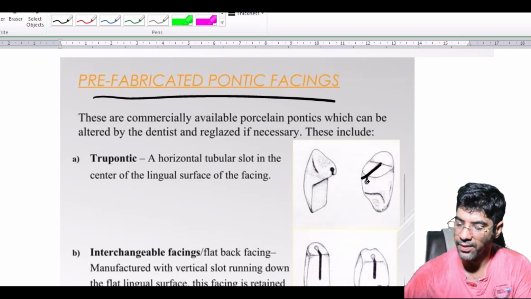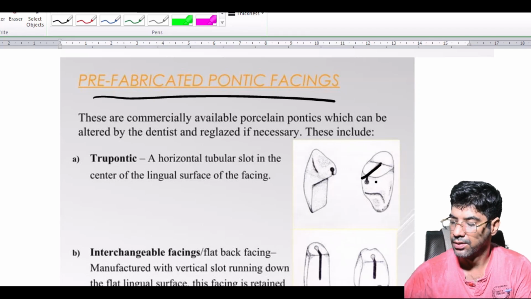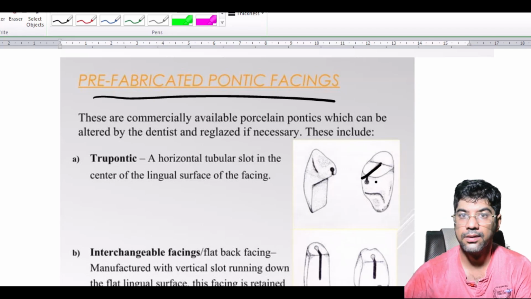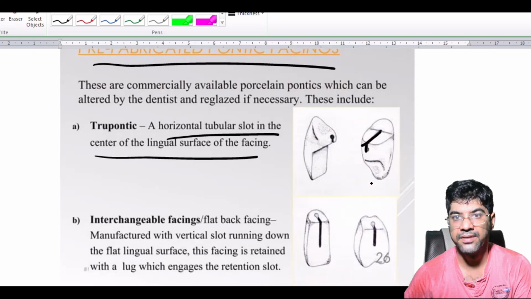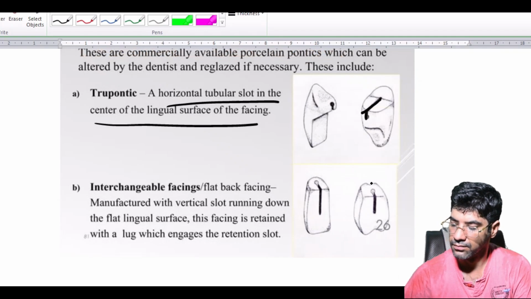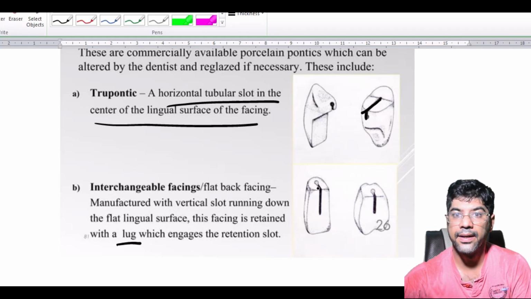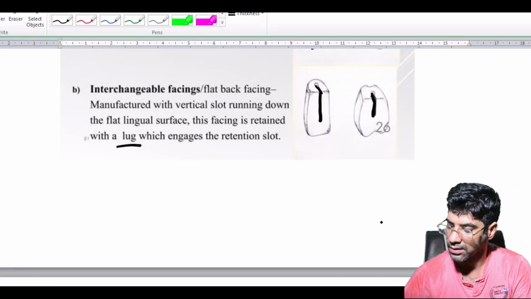So prefabricated pontics can be either true pontics. True pontics, remember, have a horizontal slot. They are ready-made porcelain pontics that have a horizontal tubular slot on the lingual surface. The other is the interchangeable pontic. It features a vertical slot on the flat lingual surface secured with a lug.